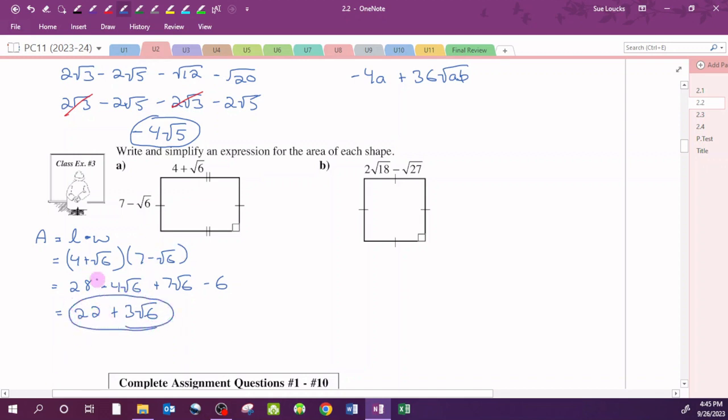Okay. Oh, I meant to just remind you that here we have to FOIL. First, outer, inner, last, right? First, outer, inner, last. Okay.